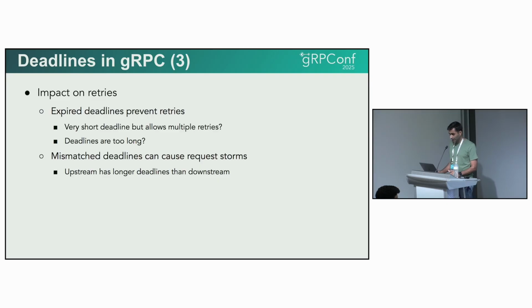So let's see how deadlines work with retries. When a deadline expires, gRPC won't even retry this call. And that makes sense, because if the client has already given up, then there is no point in retrying this call. But there are a few ways in which we can configure the deadline with retries. For example, if a client sets a very short deadline but allows multiple retries, then we know that all of these retries are eventually going to fail. We have a very short deadline, so there's no point in retrying the request.